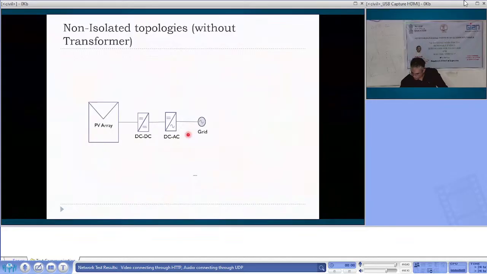You can connect an inductor, or may not connect. But of course there is no transformer. Why is the transformer not there? What is the advantage of having no transformer here? Because the cost is increased if you add a transformer, efficiency is decreased, and you require more size and more space. So let's not use the transformer.